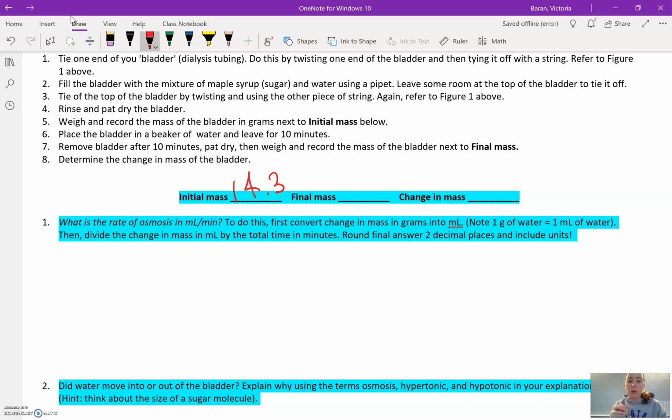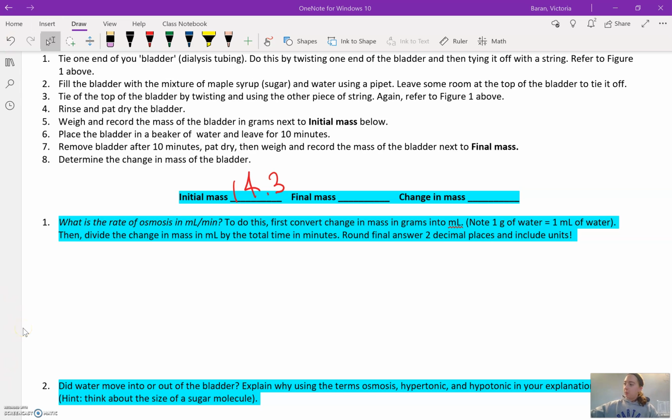I want you to really be thinking about what is hypertonic and what is hypotonic in terms of this water. This is just plain water, there's nothing in here, and our bladder has our sugar water in it. Again, the bladder is a semi-permeable membrane, so essentially representing a cell. I'm going to put this little guy in here and leave him there for 10 minutes, and then I'm going to weigh him again to see if there's a change in the mass.